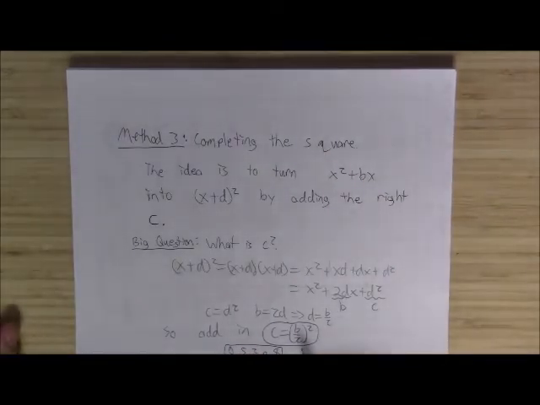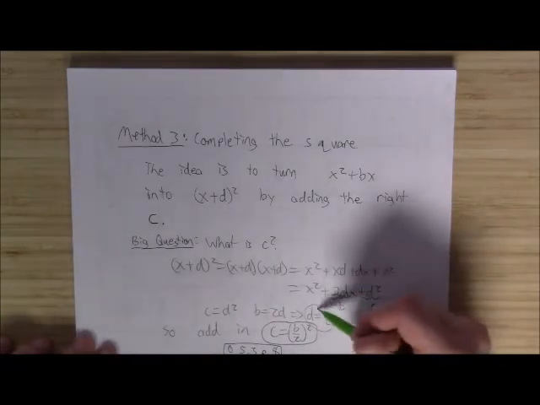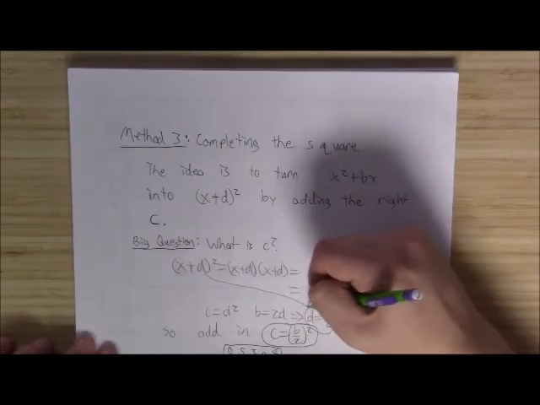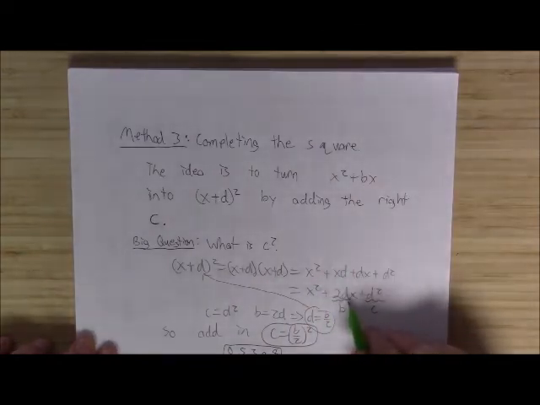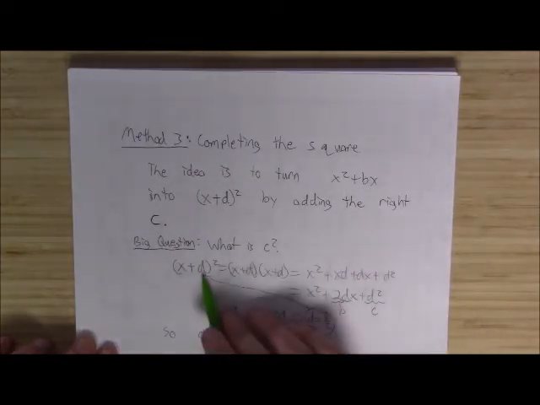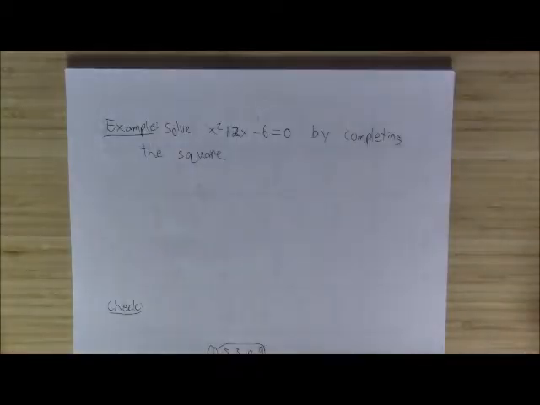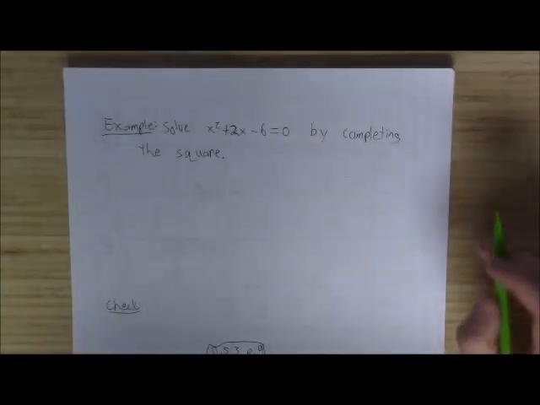Another important thing to note here was that since we know D is equal to B over 2, when we actually complete the square, we'll move backwards once we add that C there, and we actually know what that interior term is. It's always going to be B over 2. So now let's run an example now that we know how this works.